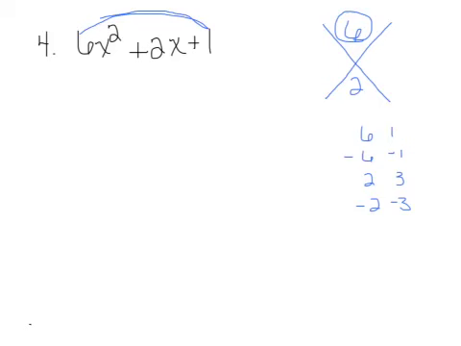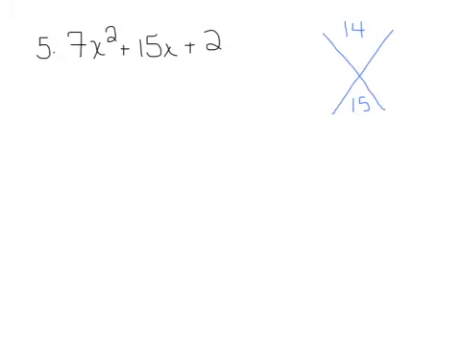6 plus 1 is 7, so negative 6 plus negative 1 is... I'm sorry, negative 6 plus negative 1 is negative 7. 2 plus 3 is 5. And negative 2 plus negative 3 is negative 5. So when this happens, we know that this is a prime polynomial. It cannot be factored.